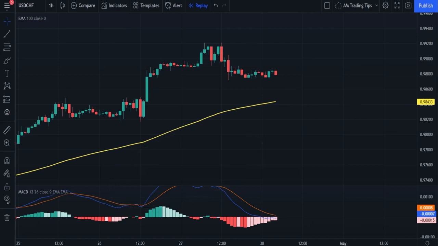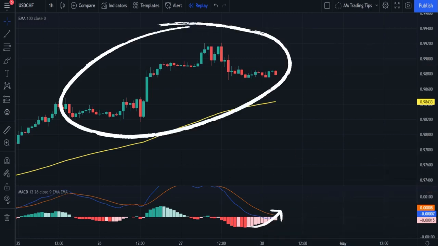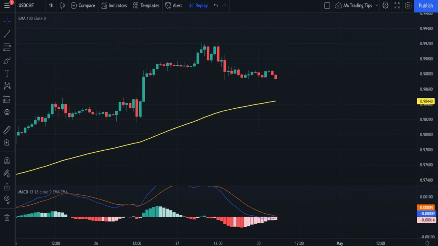Once you have identified the trend, the next step is that we want to look for crossovers on the MACD which point in the same direction as the long-term trend. In this particular example, we can see that the long-term trend is rising, which means we only take signals when MACD crosses up. So let's move forward.